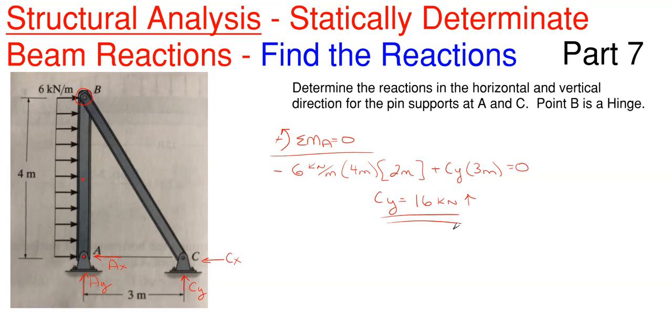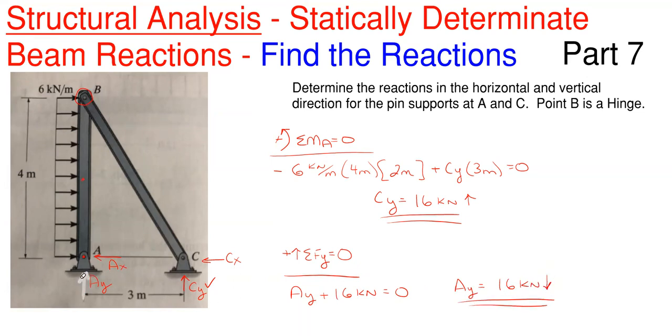So can I find anything else? Well, yeah, I can find A sub Y, because I've already got C sub Y. I'm going to find A sub Y by summing forces in the vertical direction, since it is my only remaining unknown in the vertical direction. So I would have A sub Y assumed upward plus C sub Y, which is upward at 16 kilonewtons, and they have to cancel with each other to be equal to 0. That means I have A sub Y assumed in the wrong direction. So A sub Y is in fact going downward 16 kilonewtons. I'm just going to exchange that for a downward arrow.